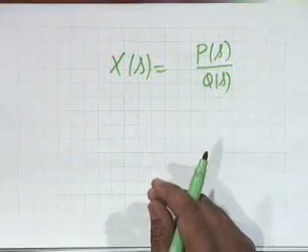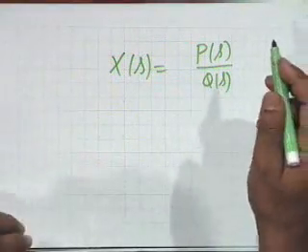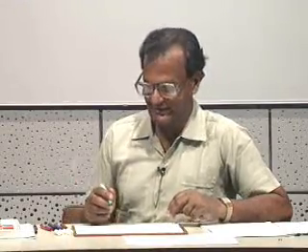Now, a rational function like this could be proper or improper. It doesn't matter. Well, let's consider a proper rational function. All right? Let's consider a proper rational function. We will come back to improper a little later.